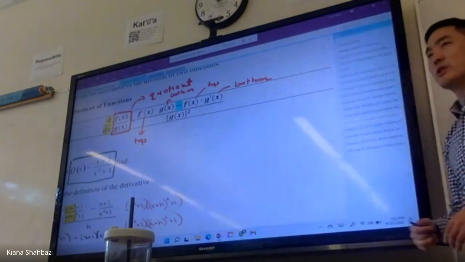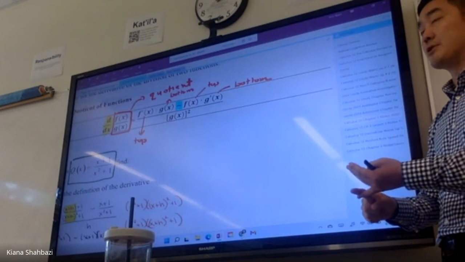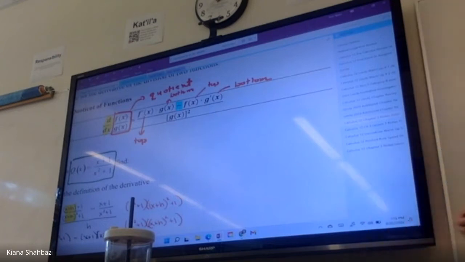It's very weird language, but we need to do this about 3 or 4 times before we get comfortable with it, right? So derivative of the top times the bottom minus the top times the derivative of the bottom, divided by the bottom squared. It's kind of like the product rule, except there's a minus sign in the middle.